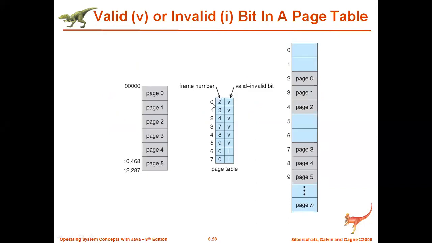See here, page 0 is stored in the second frame. Just check here, page 0, where it is. Page 0 is stored in the second frame. Page 1 is stored in the third frame. Page 2 is stored in the fourth frame. Then page 3 is stored in the seventh frame, then page 4 in the 8th, then page 5 in the 9th, then page 6 and page 7.